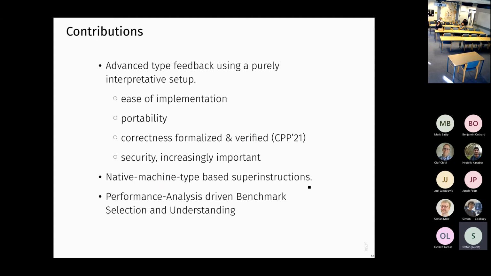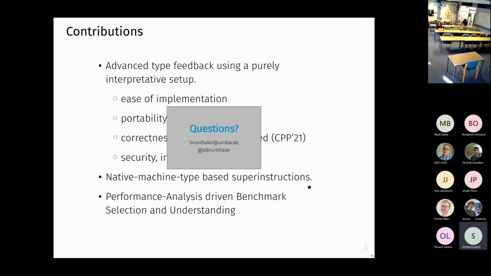So that's it. Some of the contributions, I think they are rather boring, so I'm not going to get into those, but I'd be happy to answer questions.